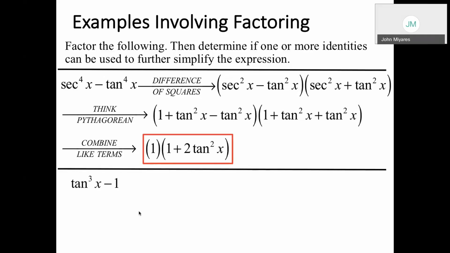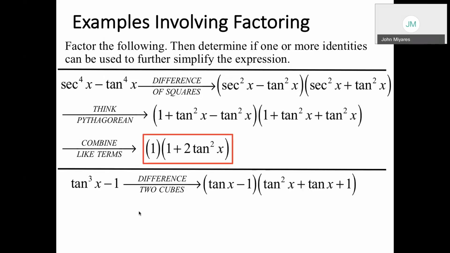Now let's try this one, which is set up to be a difference of two cubes. You may not remember the factoring pattern for the difference of two cubes off the top of your head, and it is in a reference page in the front of your textbook. But if you don't have a hard copy of the textbook, it could be hard to find. So for this one, I'll just give it to you. If you have the expression a cubed minus b cubed, it will factor as a minus b times the quantity a squared plus ab plus b squared.